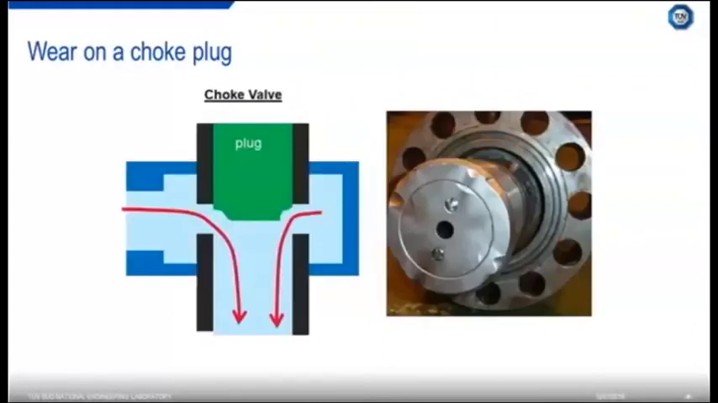This is another example of wear on a choke valve. This time it's the choke valve plug. This is a plug that's moving up and down in a central cage. And you can see from the image on the right that sand has actually cut grooves within the plug. Again, this material loss is going to affect things like the valve CV, and it's also going to affect its operation as well.